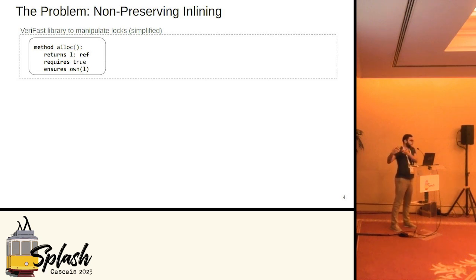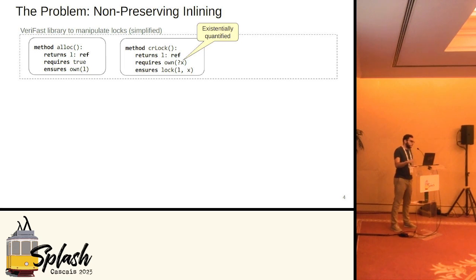So we have here a way to allocate references that does not require anything and returns us a resource own of L. We have a method with which we can create a lock. And you can see here the precondition requires own of ?x. That is VeriFast syntax to existentially quantify over an argument. In particular, x is going to be bound at the call site so that it can be reused in the postcondition. So you can think about own of x here as a simplified example of existentially quantifying over an invariant so that we can put an invariant inside our lock.